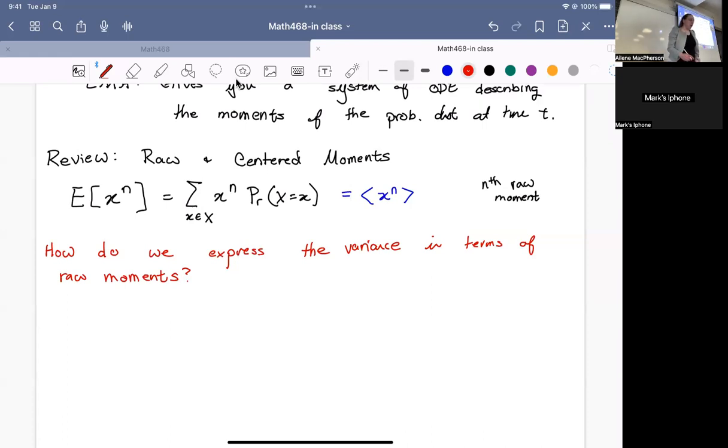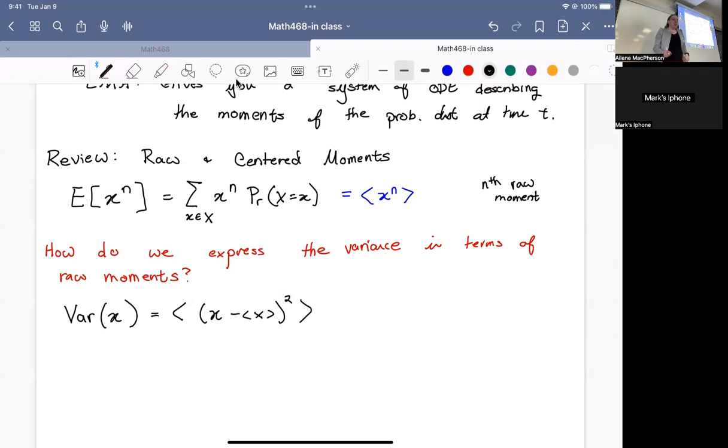So how do we take the variance and write it in terms of things that look like this? All right, so the first thing we have to do is remember what the variance is. So the variance in our random variable x is equal to, now using that bracket notation, x minus the mean of x, squared. So this is the squared deviation from the mean. The expected squared deviation from the mean is the variance.